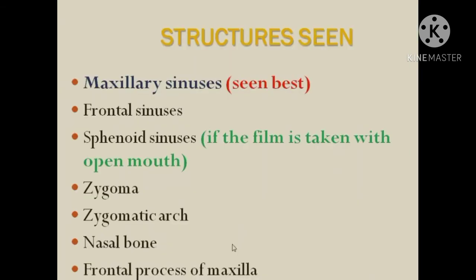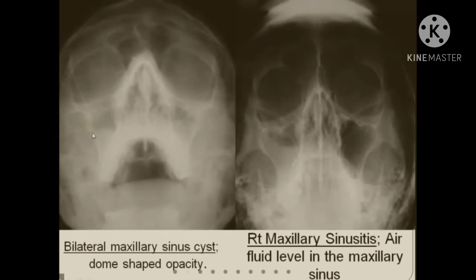Briefing it all, in the case of the Waters view, we are able to see the maxillary sinus, which is seen best, all other sinuses, plus zygomatic bone and its arch, plus nasal bone, and frontal process of maxilla. So these are X-rays of nose and paranasal sinus, open mouth Waters view, and we are able to visualize all the four sinuses. And this red arrow is pointing towards the maxillary sinuses of both these X-rays. We are able to visualize white opacities in both of these X-rays.